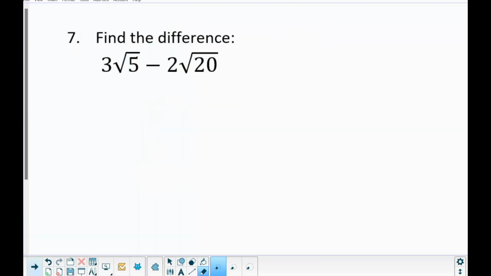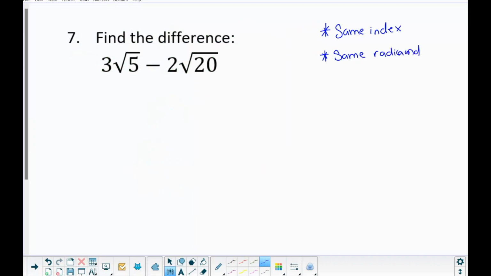All right, let's go to number 7. Find the difference. So if we remember, in order to subtract or add, they have to have 2 things. They have to have the same index, and they have to have the same radicand. That means the root needs to be the same. In this case, it's both square root, so that's fine.